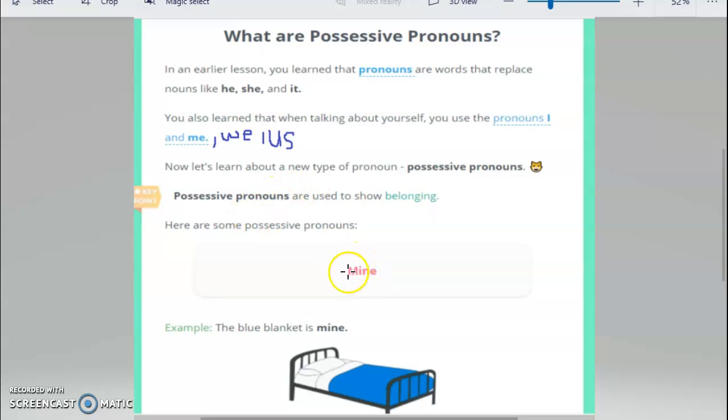So we're going to be using the pronoun mine. You're talking about yourself and you're telling someone that it belongs to you. So here is an example. The blue blanket is mine. This is showing ownership. It shows that it belongs to you, the person, the writer, right?